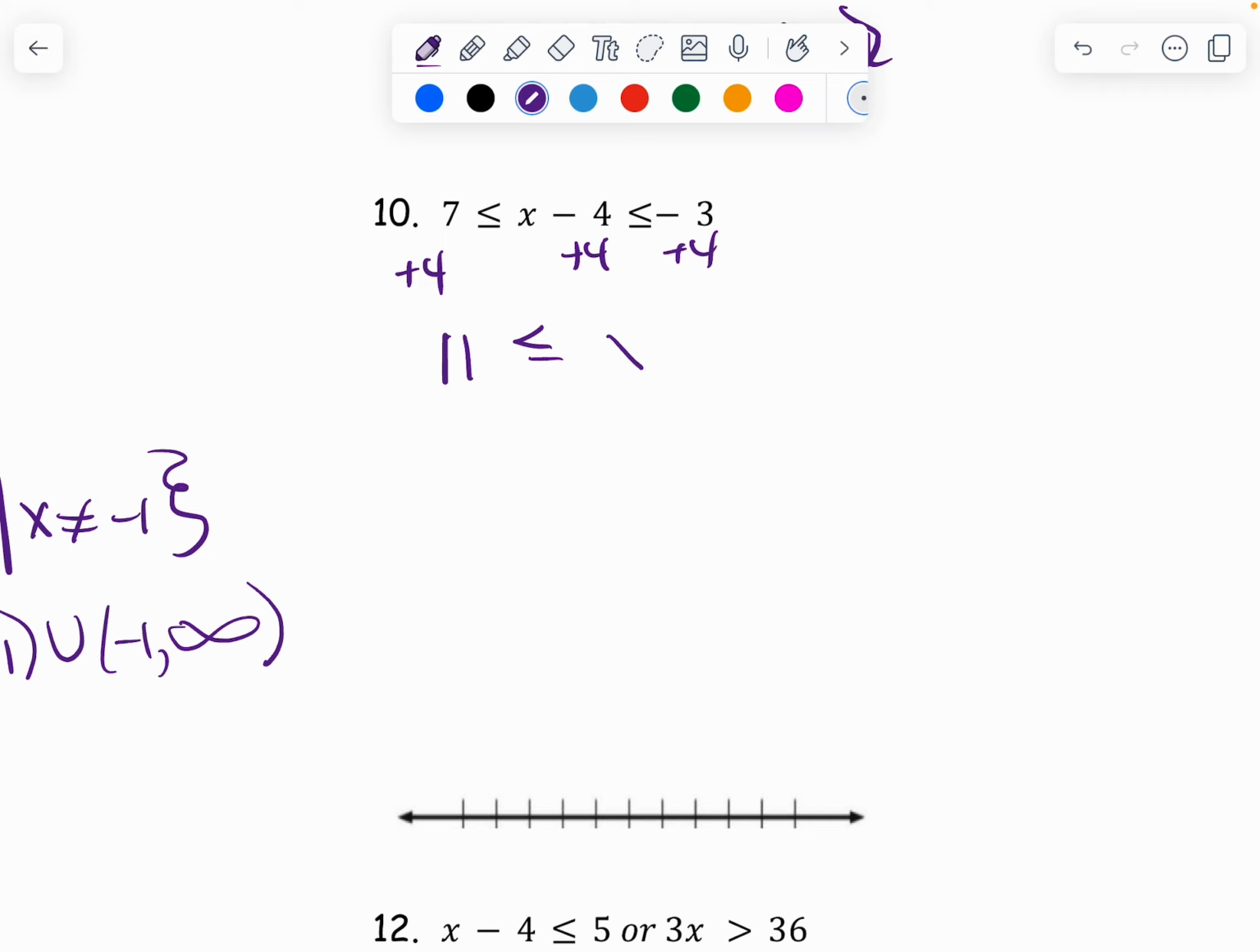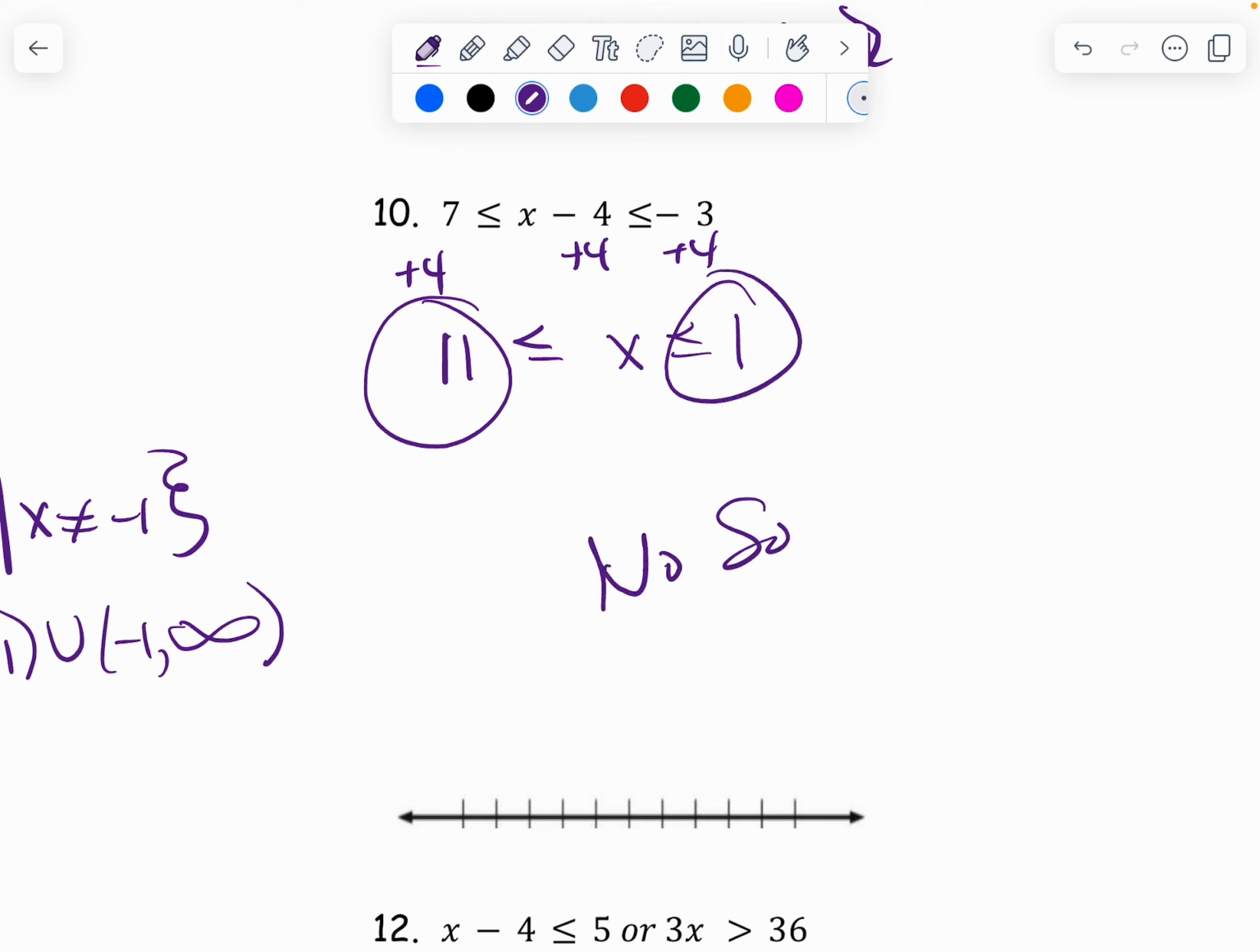is less than or equal to x, which is less than or equal to 1. Guys, when is 11 ever less than 1? No solution.